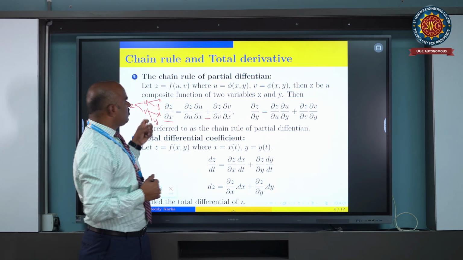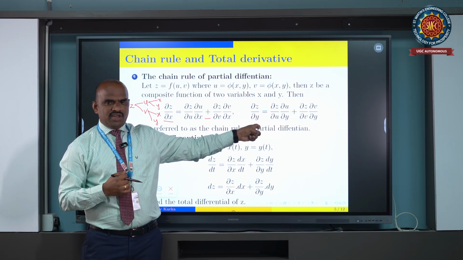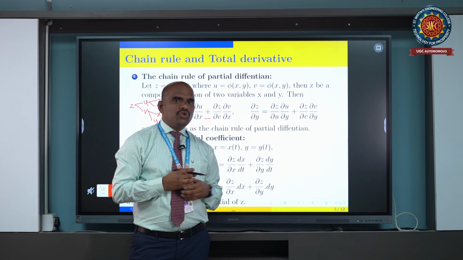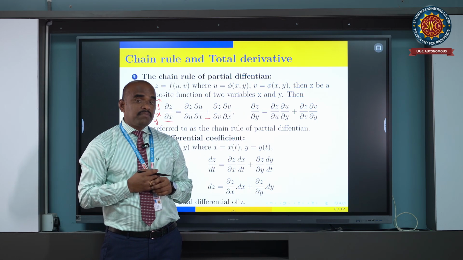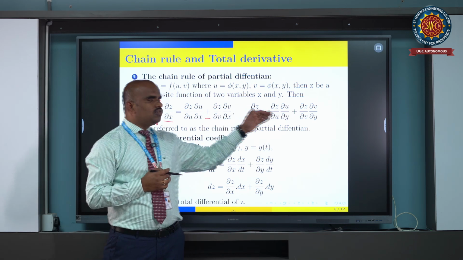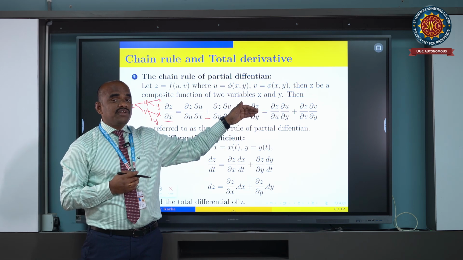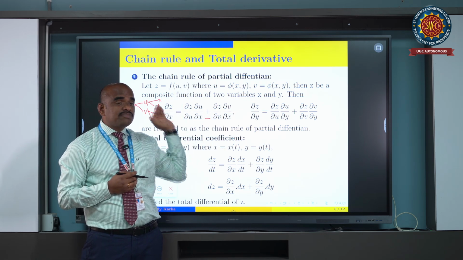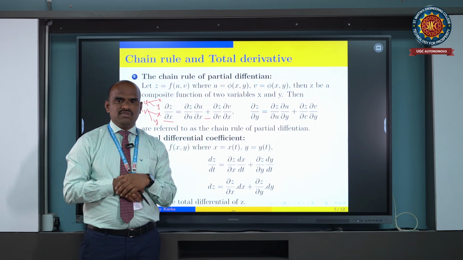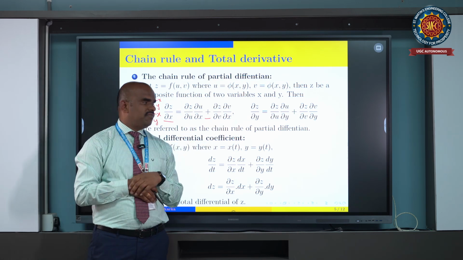Similarly, we can evaluate the partial differentiation of z with respect to y. So, ∂z/∂y is ∂z/∂u into ∂u/∂y plus ∂z/∂v into ∂v/∂y. These two are called the chain rule of the partial differentiation of z with respect to x, y.